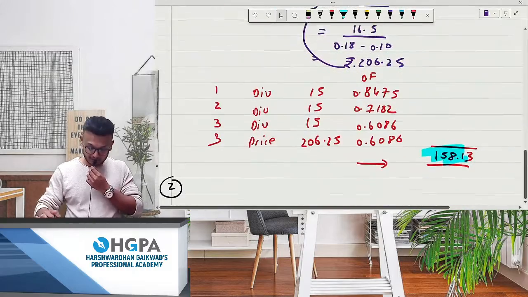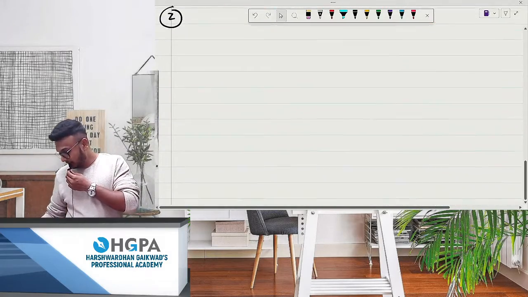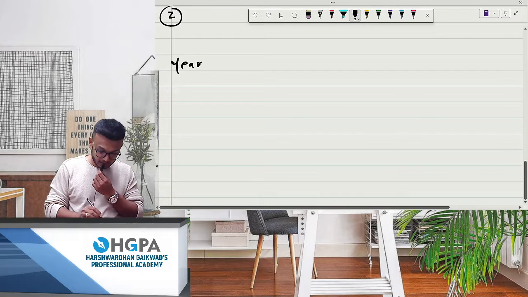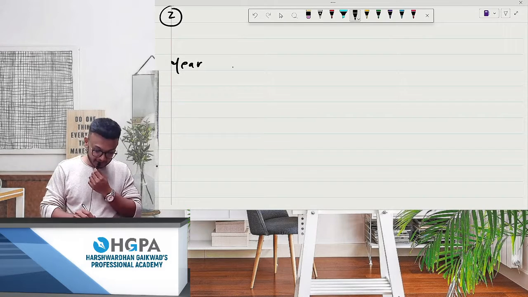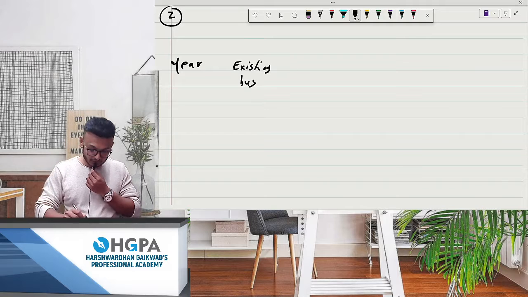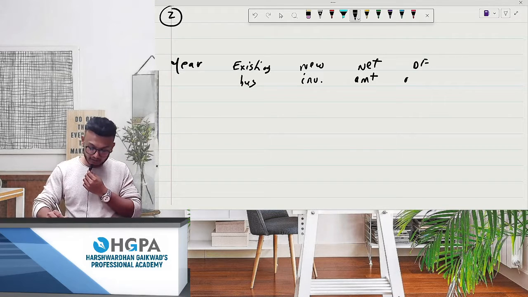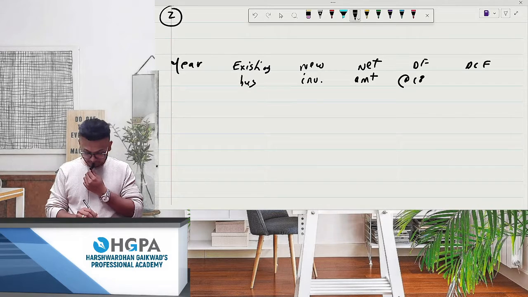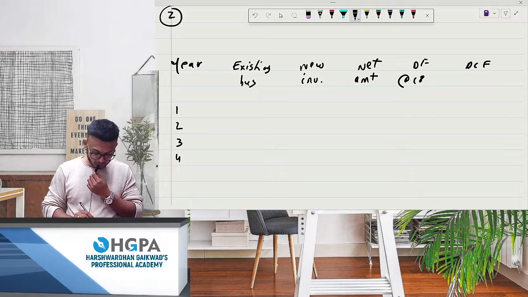So for the second question, I'll prepare a table. See how I will do it here. Next, existing business, your new investment was also there, new investment. Next is your net amount. Next is your discounting factor at 18%, and this is your DCF normal. So 2, 3, 4, 5 and 5.